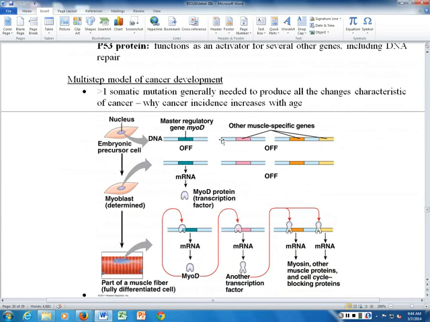So the cancer model, when we look at it, it's generally going to take more than one somatic mutation to produce all of the changes that are characteristic with a cancer. And that's why cancer incidence increases with age, is just as you get older, you accumulate more of these mutations.